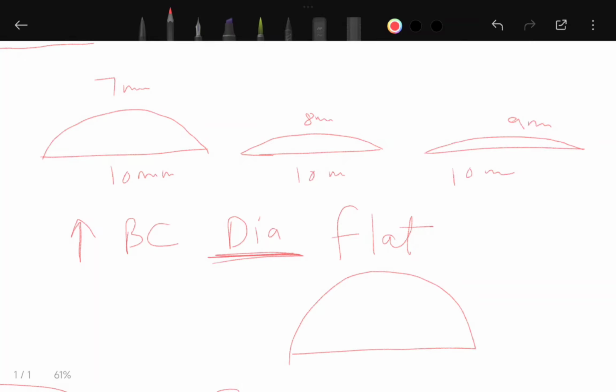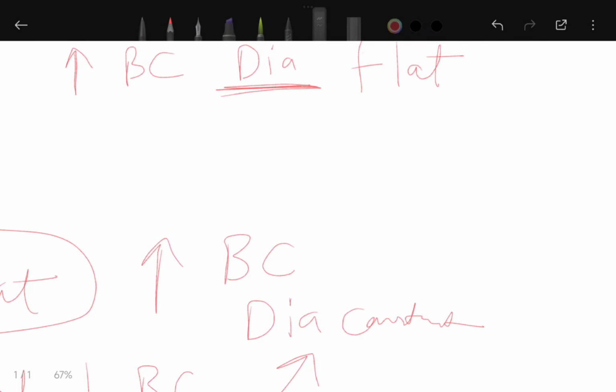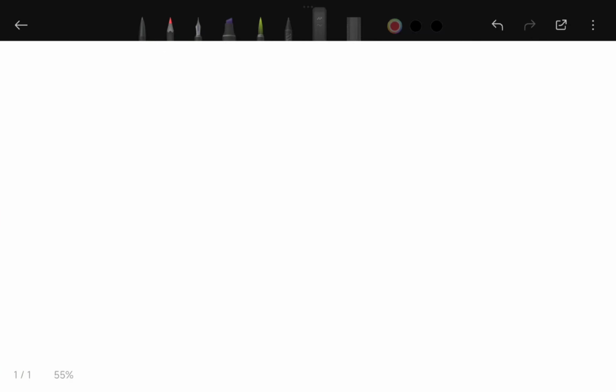Suppose this is 10 mm, this is 8 mm, like that. Okay, now suppose you are keeping the diameter constant and you are increasing the base curve, the lens will become more flat. Now we'll discuss the effect of sag.